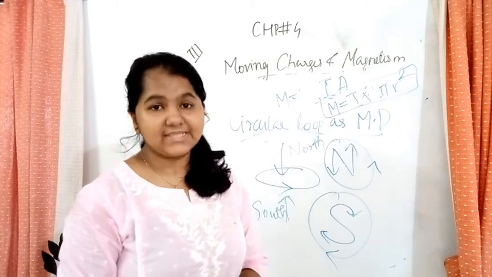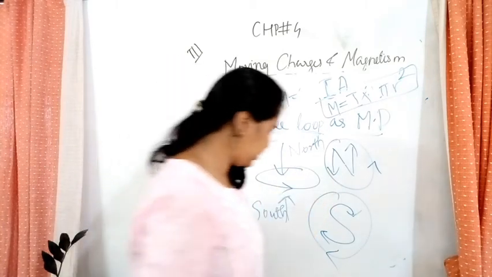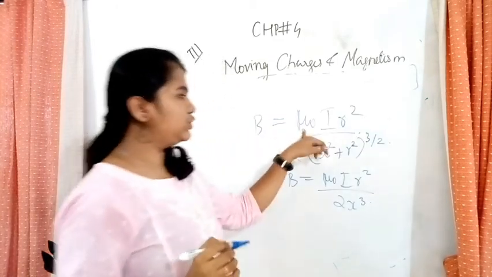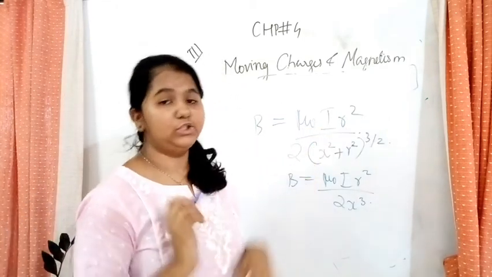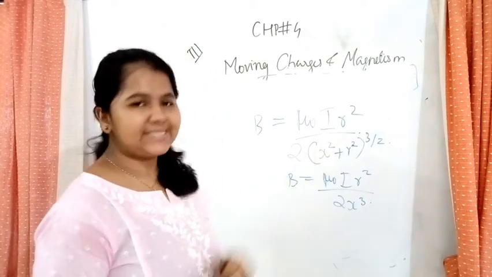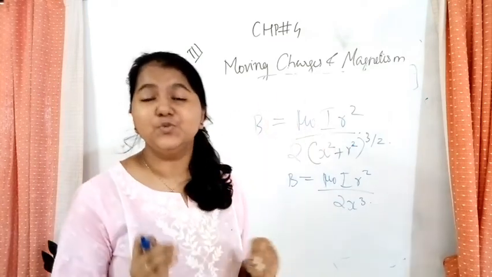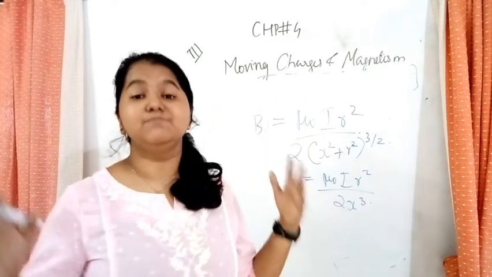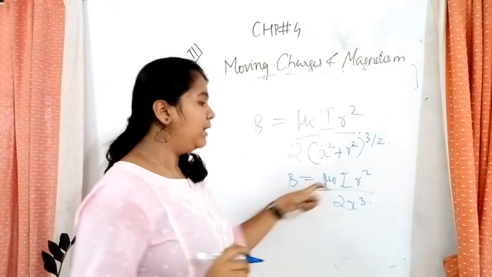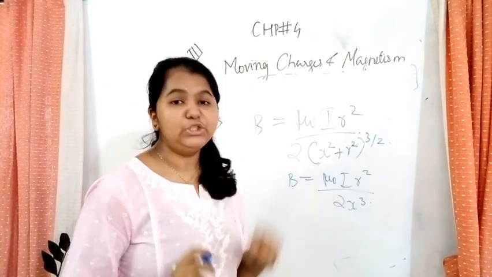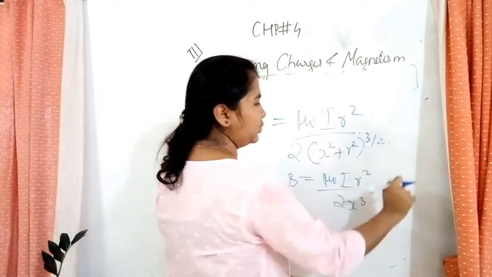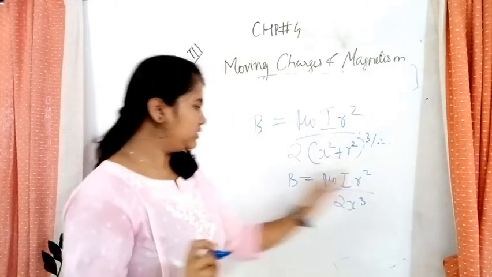So now let's write the magnetic field. What is the equation for magnetic field? We know B is equal to mu 0 I r square divided by 2 into x square plus r square the whole raised to 3 by 2. Let's take r much lesser than x, or x much greater than r. So for a short dipole, what would be the equation? Mu 0 I r square divided by 2x cube. Am I right? When r is there, this would get cancelled, and it will become an x cube. So this is that equation.